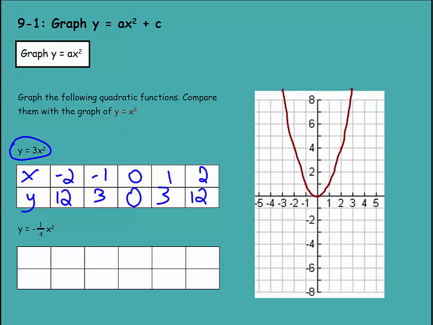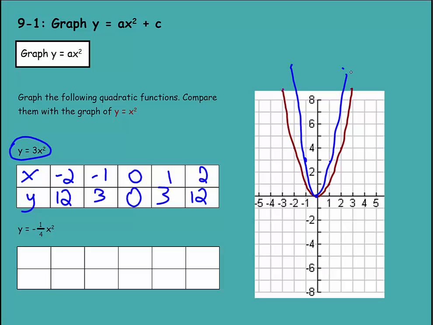If we plot these out, this will be a little bit difficult with our graph, but we'll make an attempt. -2 and +12 we'll say is right here. So +2 over here, you'll notice, is also +12. We have +1 and 3, and -1 and 3. And then 0 and 0. As you'll notice, here is our new parabola.